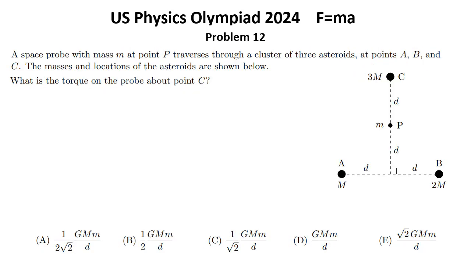Problem number 12. A space probe with mass m at point P traverses through a cluster of 3 asteroids, at points A, B, and C. The masses and locations of the asteroids are shown below. What is the torque on the probe about point C?